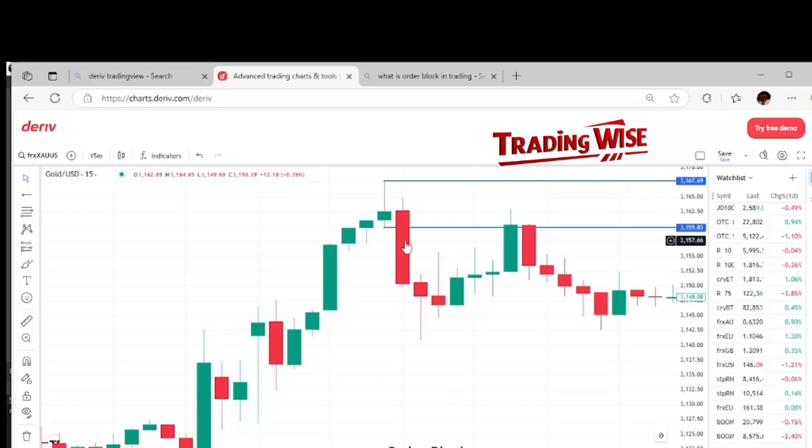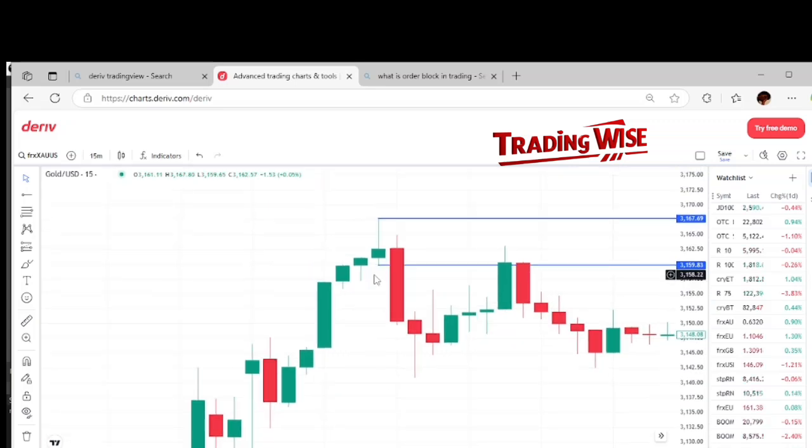Like I said, it is the last candle. If you look at this chart, this is the last candle of this particular trend. Another thing is, how do we validate an order block? How do we know that this is actually an order block? The fact that it is the last candle of a trend does not mean that it is validated as an order block. It's very simple. It must have a swing high like this.